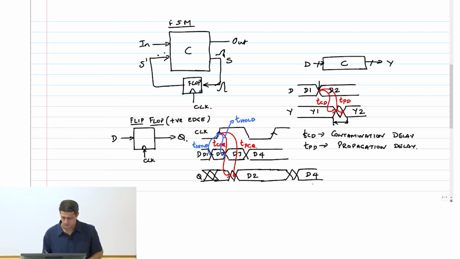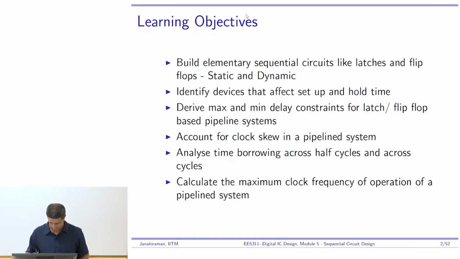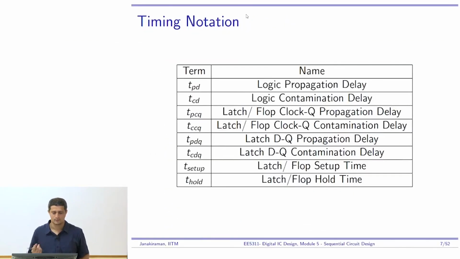Okay. So I will just show you what these definitions are, right? I have them here. TPD is logic propagation delay. TCD is logic contamination delay. TPCQ is for a latch or a flop. I'll show you what a latch is. Clock to Q propagation delay. The first P is for propagation. C to Q is the clock to Q. TCCQ again. The first C is contamination, clock to Q delay. Okay. And setup and hold time, I just explained to you.